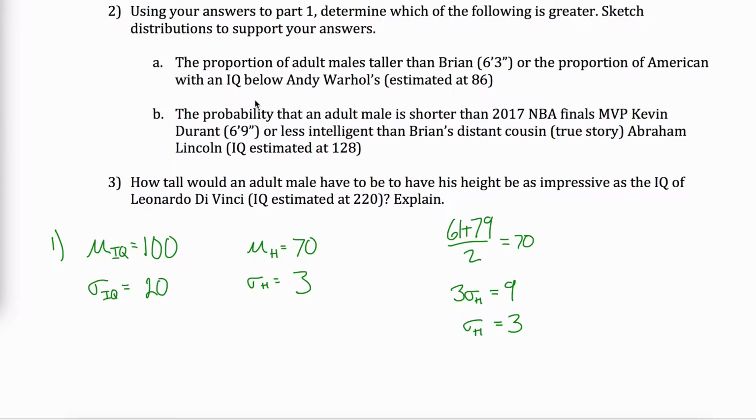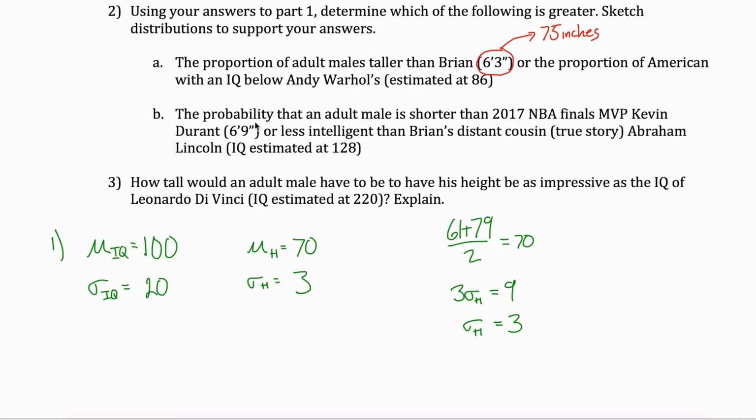What we're going to be doing here is coming up with z-scores. So I want to know the proportion of adult males taller than me. I'm 6'3". 6'3", that's not very useful because everything down here is done in inches. But since a foot is 12 inches, 6 feet would be 72 inches. And 3 more inches would give me 75 inches. So I'm going to go ahead and convert that into a unit that's more useful.